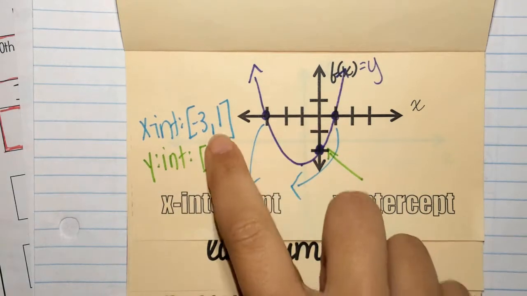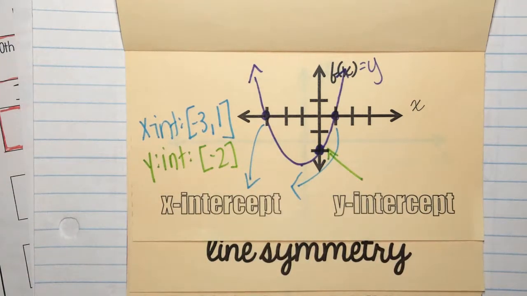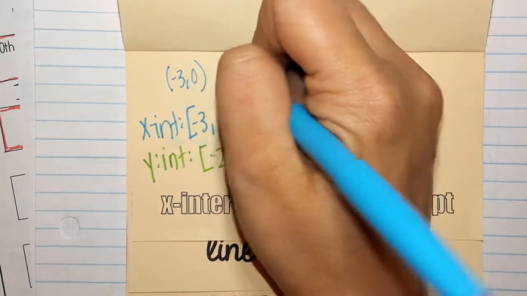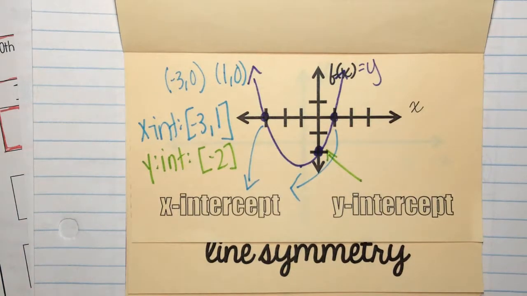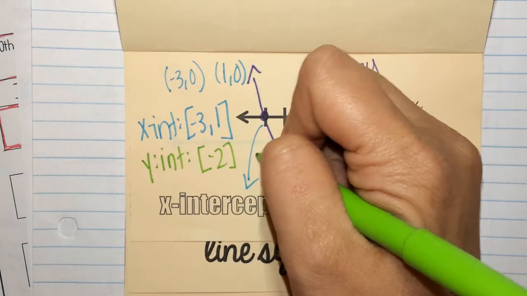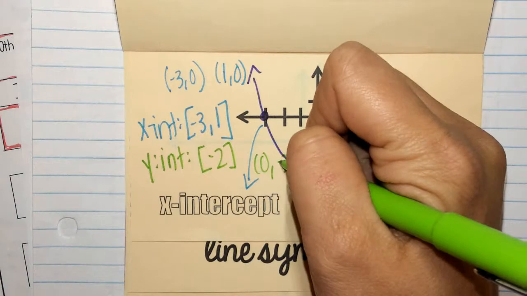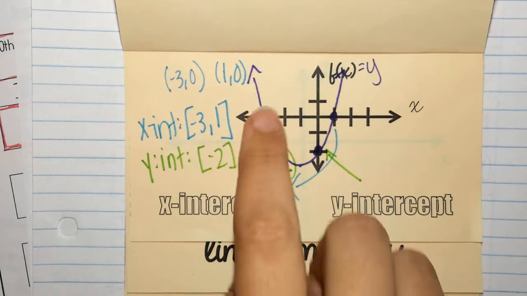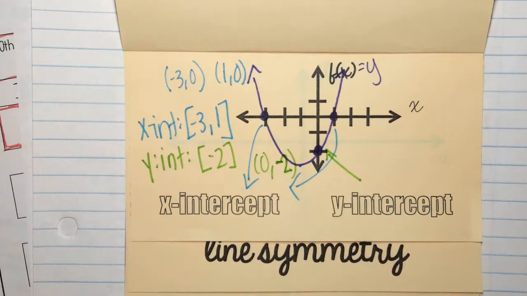We're labeling both. We're just calling both of them, so we put it in brackets. If we labeled the points, we would put it in parentheses. The points would be (-3, 0) and (1, 0). And the point for the y-intercept would be (0, -2). But because we're just labeling the actual value, we write it in set notation.